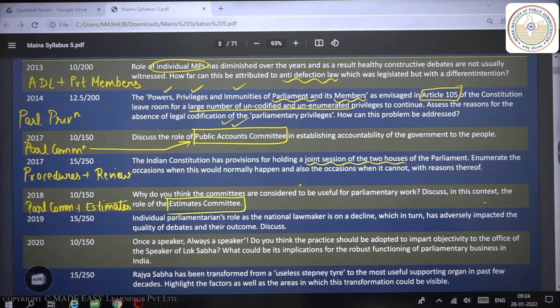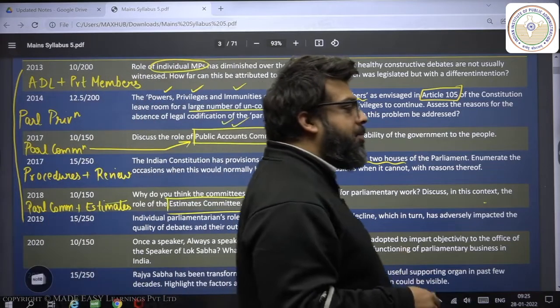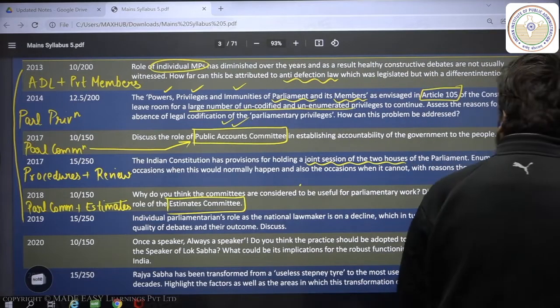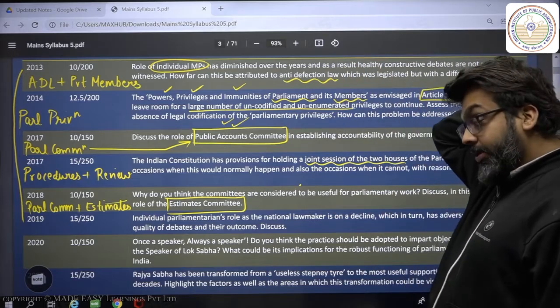Then 2019, see 2019 you will find a lot of similarity to the 2013 question. Individual parliamentarians' role as the national lawmaker is on a decline, which in turn has adversely impacted the quality of debates and their outcomes, which more or less is the exact same question as our 2013, but 2013 gave you more of a hint in the question itself, but 2019 basically just is the first part of the 2013 question.